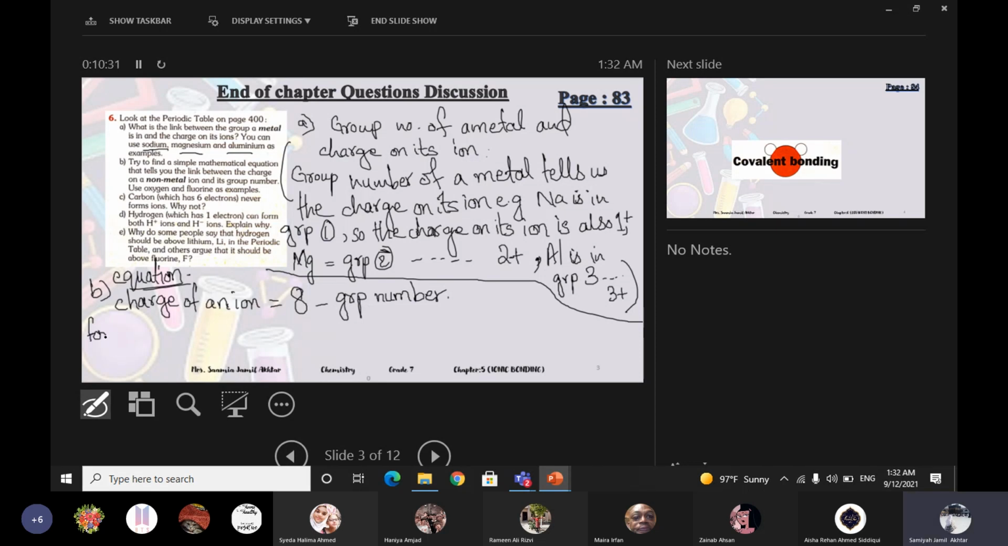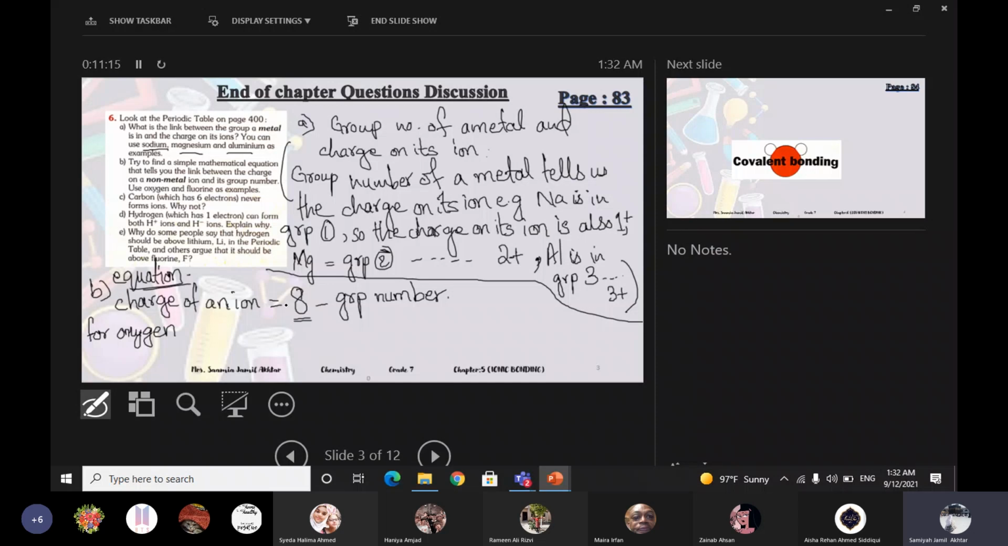Teacher, I don't understand part B. Okay, this is the equation to find the charge on an ion of a non-metal. So teacher, this 8, what is 8 over here? 8 is the complete configuration, because in the second and third shells, a total of 8 electrons can come, right? Yes, that is why we are using the number 8 here. We will always use 8. Yes, we will always use 8. Okay, this is the equation, beta.